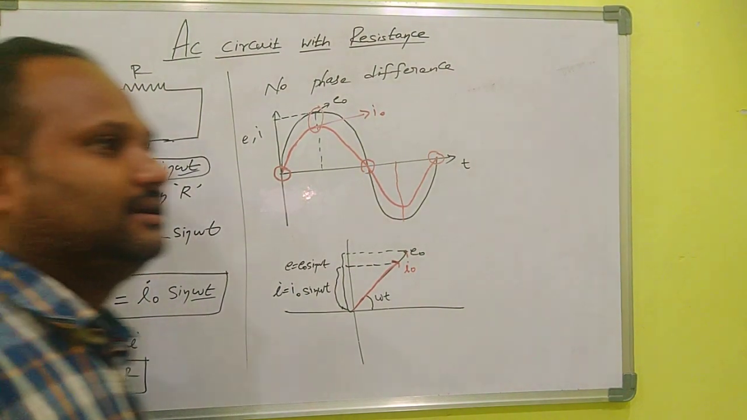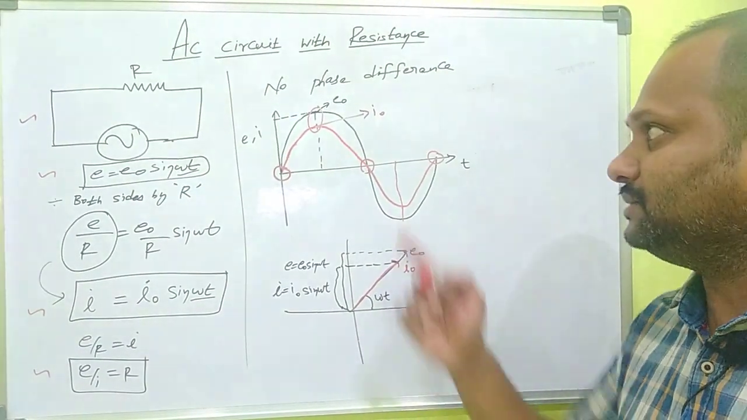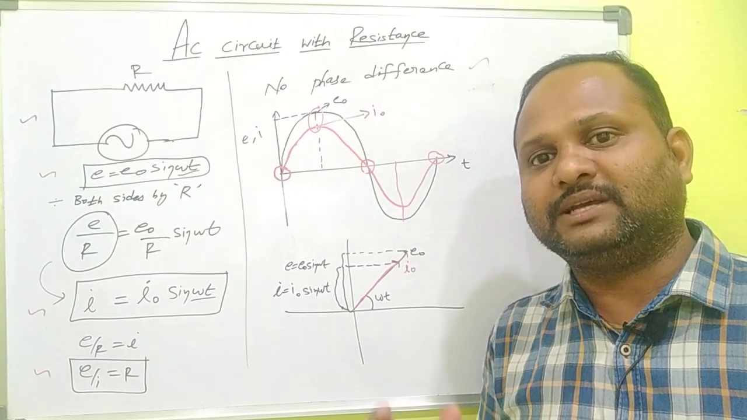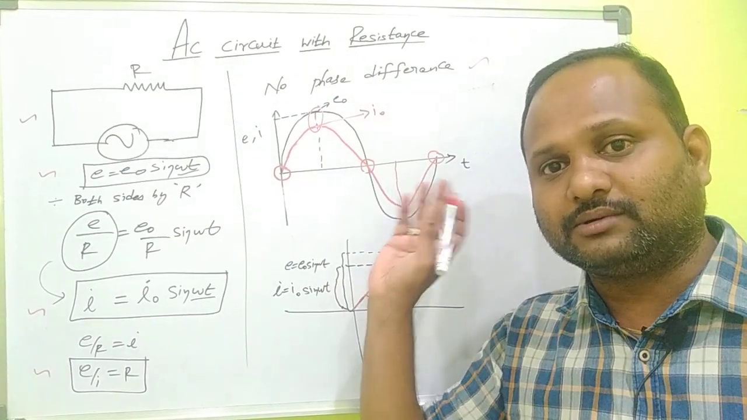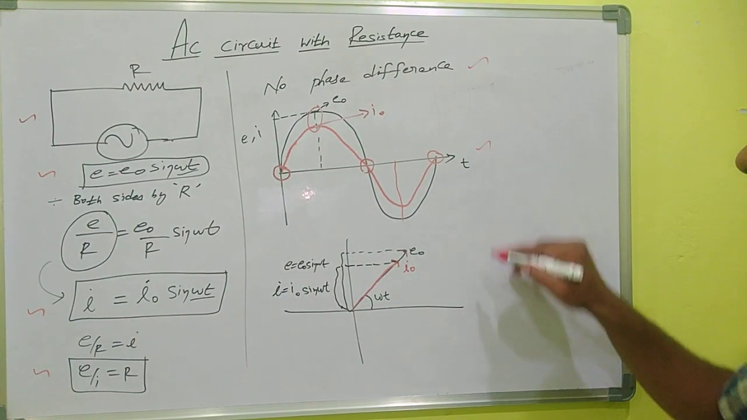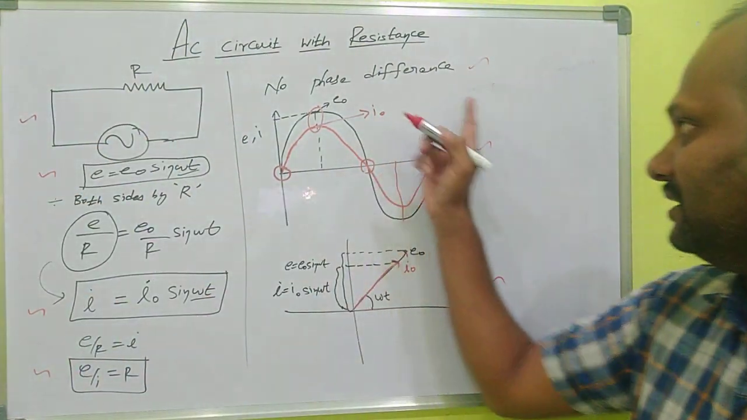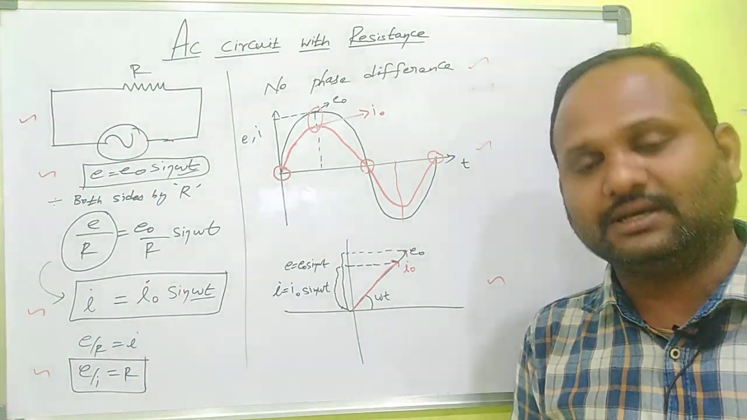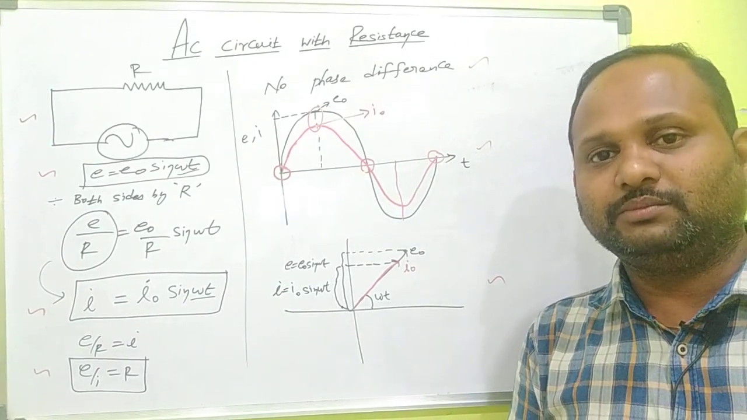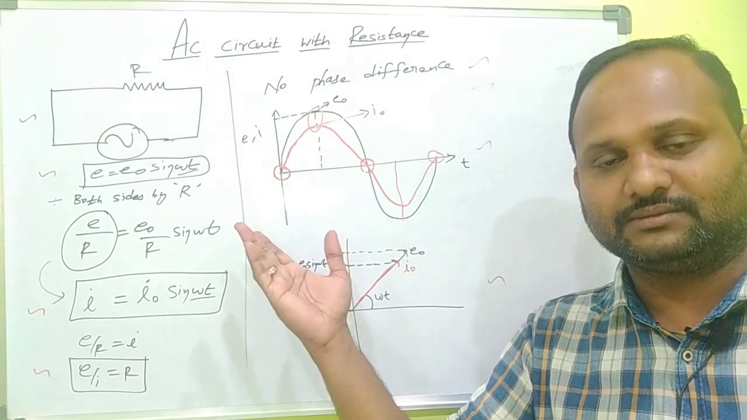The fifth one is the phase difference between them. If there is no phase difference, we write no phase difference. Otherwise, if a phase difference persists, we must mention it. This is the fifth. The sixth is the wave diagram. The seventh is the phasor diagram. These are all the 7 points that should be mentioned in an AC circuit with a resistor, inductor or capacitor.